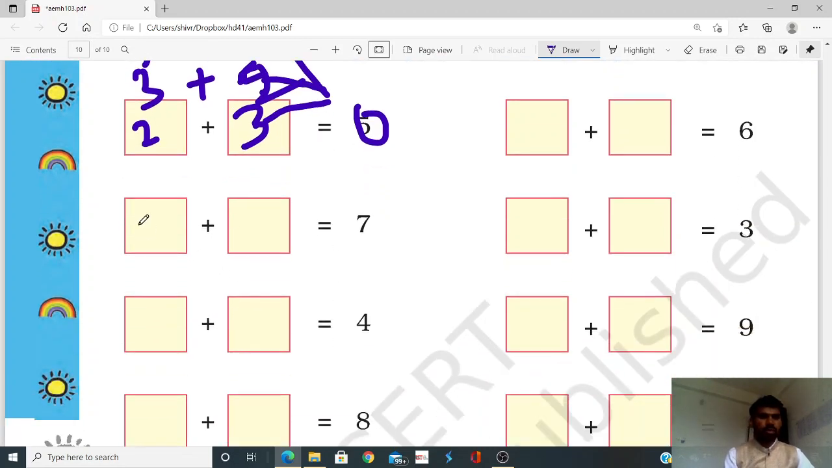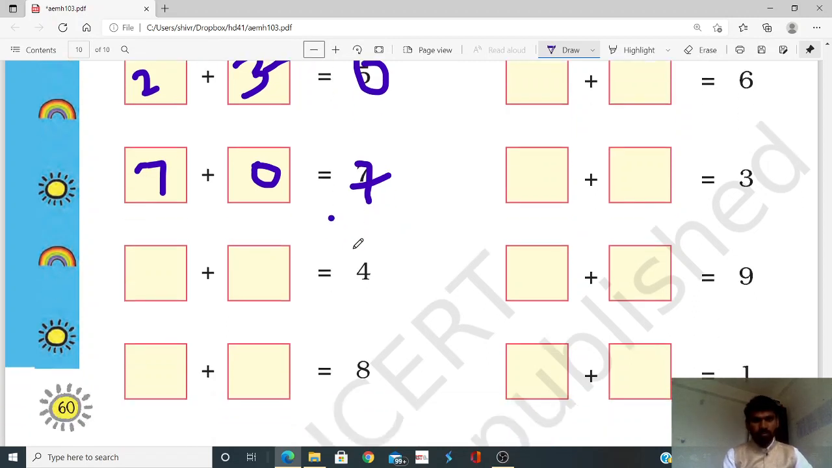Here also you can write 7 plus 0, right? 3 plus 4, 6 plus 1. You can write anything, but the answer will be 7, right? Final answer will be 7. There are so many methods to write or to solve this addition.